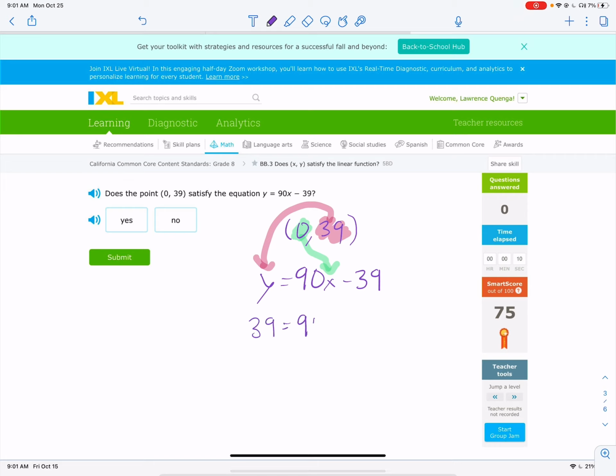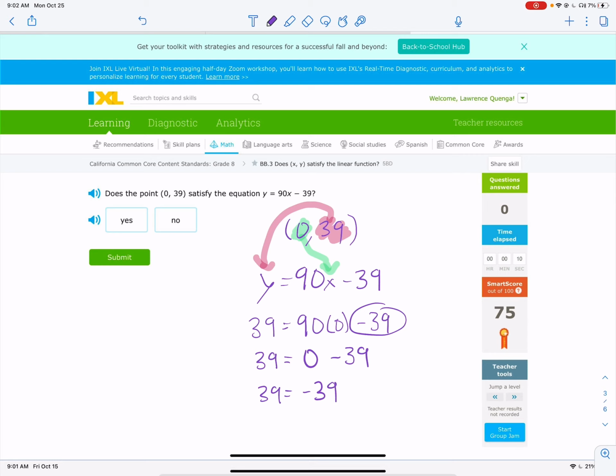I have 90 times 0 minus 39. So obviously the left side is just 39, stays that way. 90 times 0 is 0, and then I need to bring this negative 39 down, so minus 39. Well, 0 minus 39 is negative 39, so we have 39 equals negative 39. Do those equal each other?